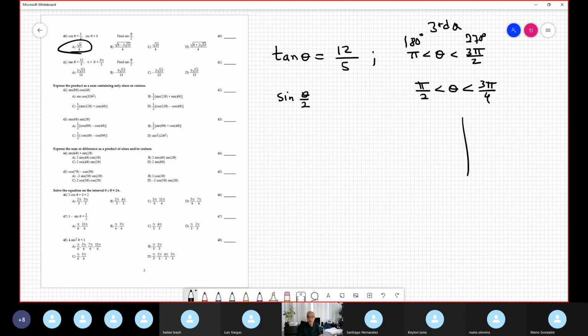Let me try to see. Pi over 2 here, 90 degrees, and 3 pi over 4 is here. This is 90 degrees, and this is 135 degrees. The location for the half angle is here in the second quadrant. Entonces now, definitely, sine in the second quadrant is positive. Again, one more time, we select the positive sign. So the formula that we're using is the square root of 1 minus cosine theta, divided by 2. You see that?